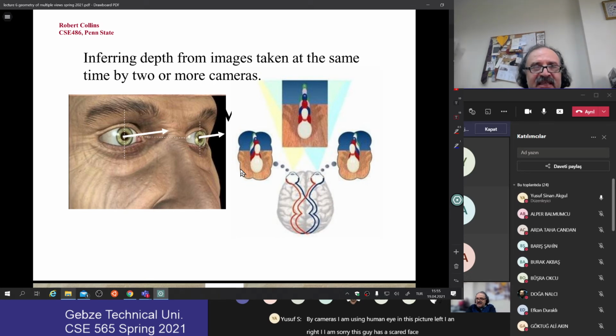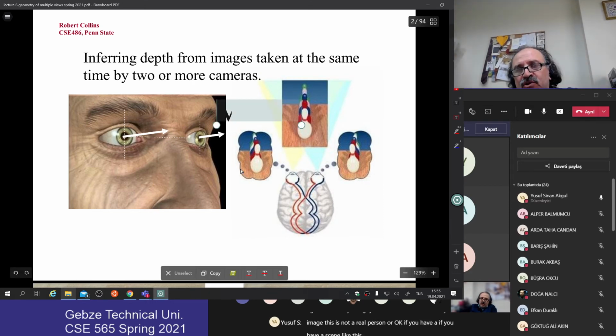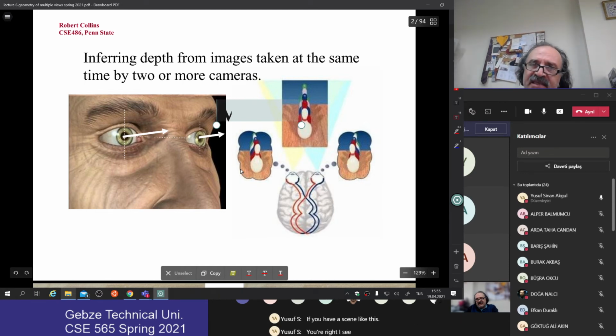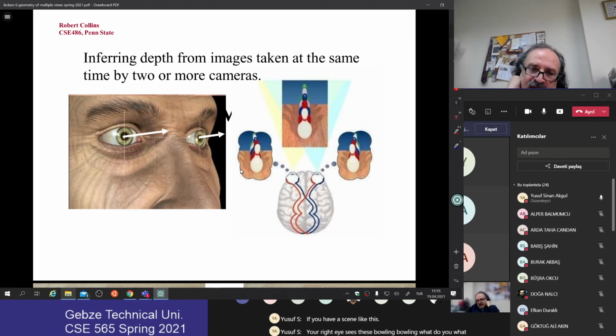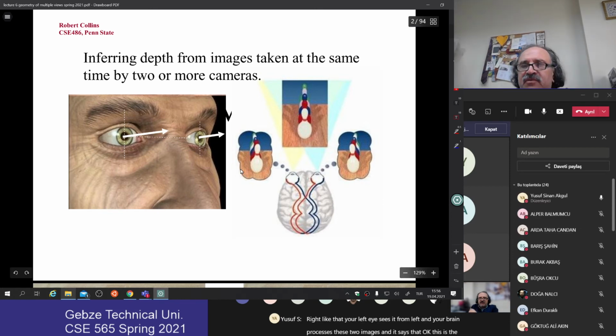This is a synthetic image. This is not a real person. If you have a scene like this, your right eye sees these bowling pins from the right, like that. Your left eye sees it from the left, and your brain processes these two images, and it says that okay, this is the closest one, this is the furthest one.